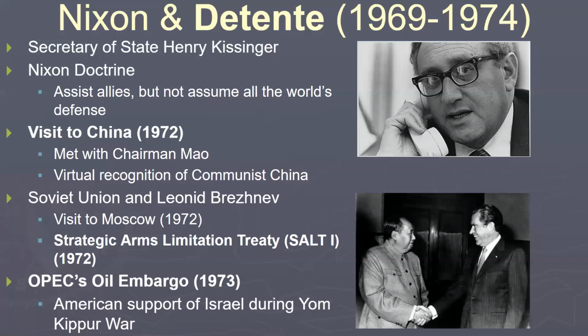OPEC is an organization. It's the Organization of Petroleum Exporting Countries. If you didn't catch that, you can Google it. But OPEC is the Organization for Petroleum Exporting Countries. That means countries that sell oil, that have a lot of oil. And those are mostly in the Middle East.